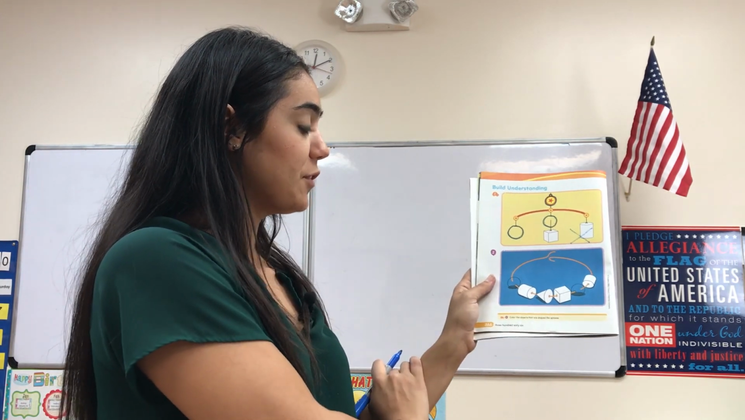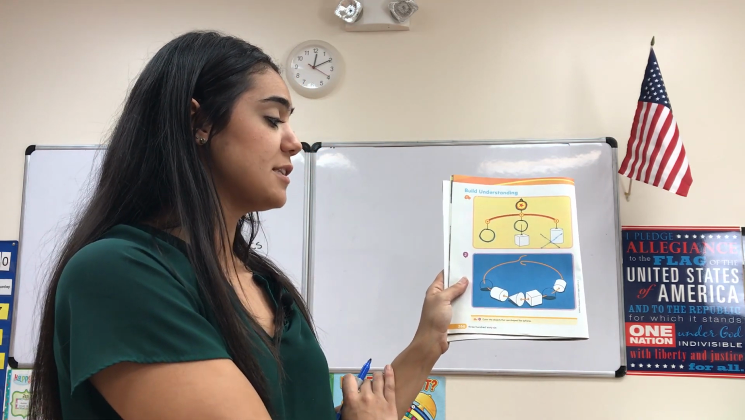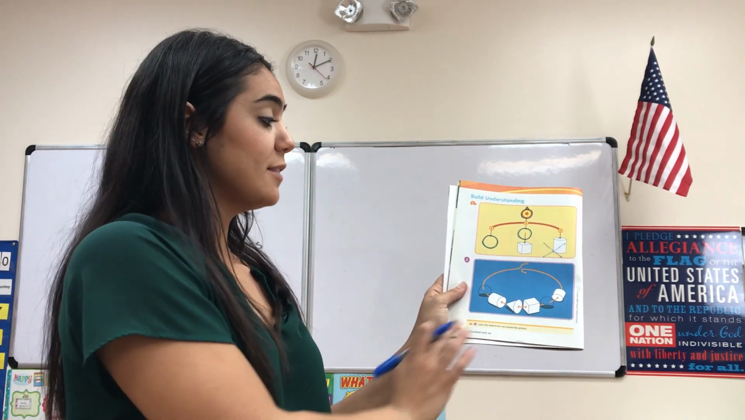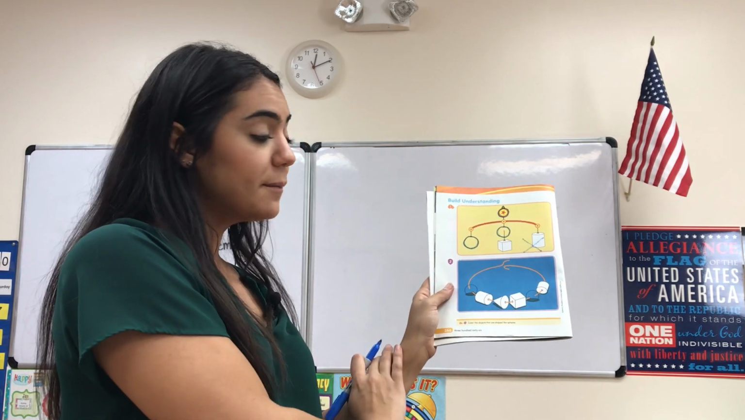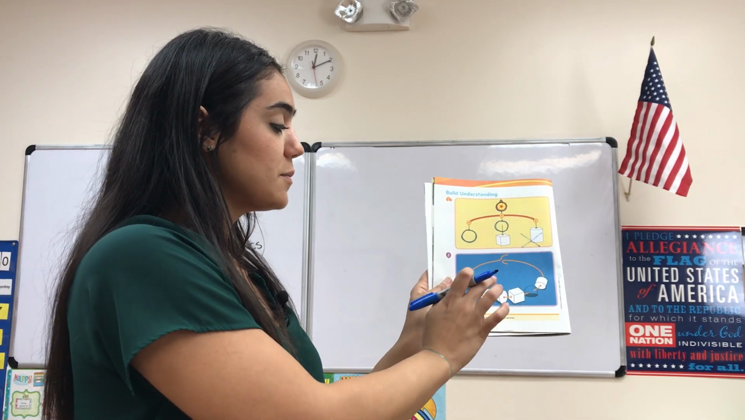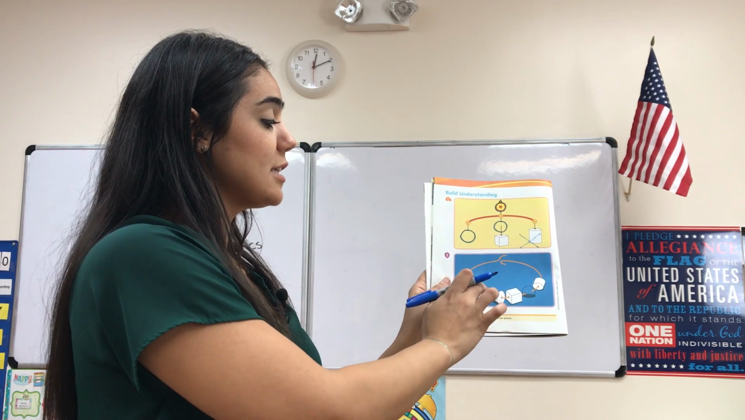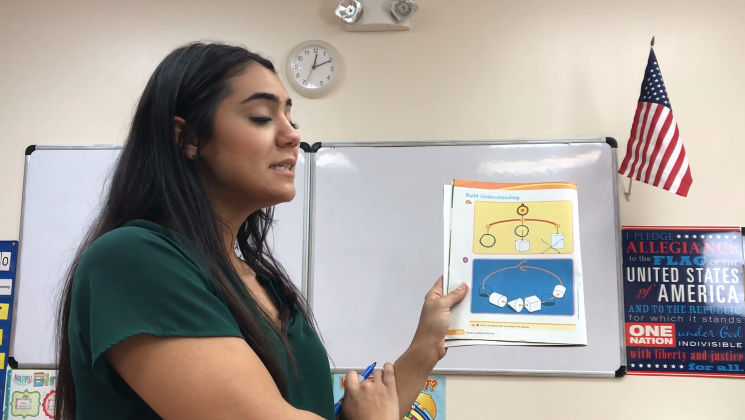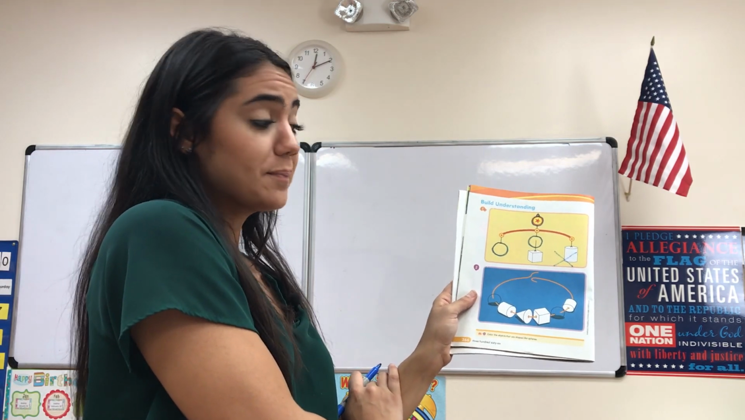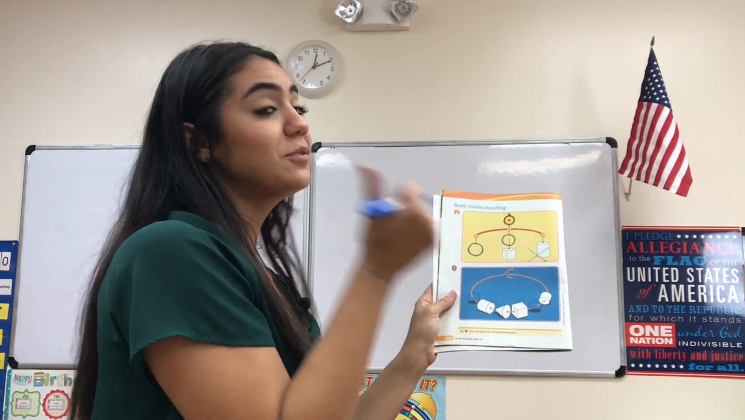Now in number 2, they also want us to color the objects that are shaped like spheres. These are beads that are on a string. We've got a sphere bead, we've got the cones, we've got the cylinders, and we've got cubes. How many spheres do you see? If you see 2, you're correct.